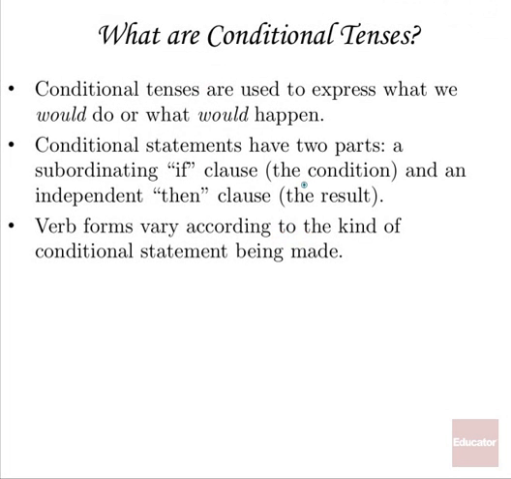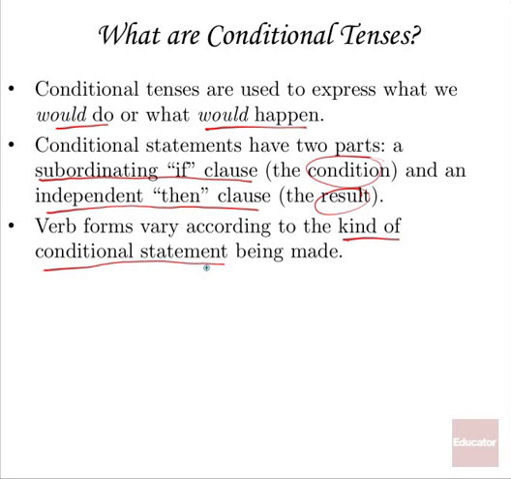All right, what are conditional tenses? Conditional tenses are used in English to express what we would do or what would happen given certain conditions. If the stars align and this happens, then this event will follow. Conditional statements always have two parts: a subordinating if clause, the condition, and an independent then clause, the result. If you have this condition, then you have this result. You're using a conditional statement and you're using a conditional tense. Verb forms in conditional tenses vary according to the kind of conditional statement being made. We use verbs to indicate exactly how likely this is and how it relates to time.